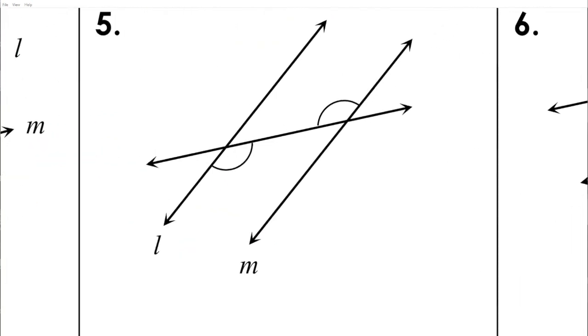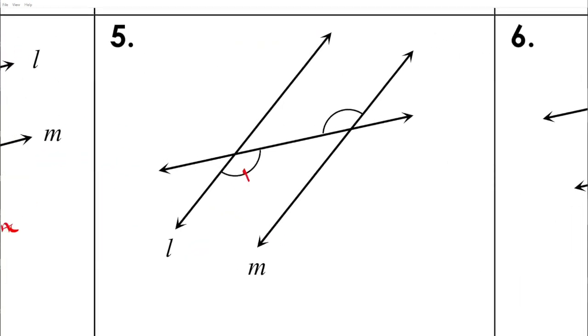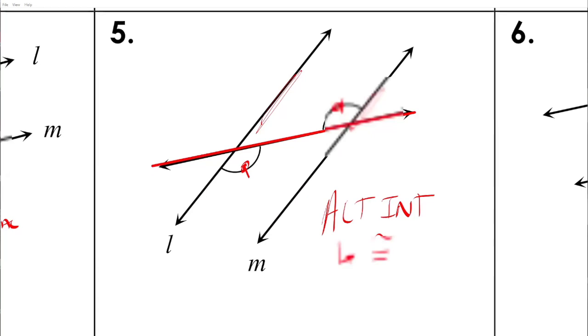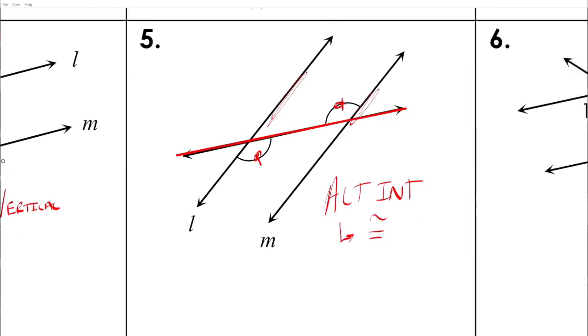Again, L and M. Got a hoop and a hoop. Okay. There's my transversal. We're on opposite sides of the transversal, inside the line, so that's alternate interior. In order for alternate interior to create parallel lines, they must be congruent. You are absolutely correct, which means that we are good. L is parallel to M.